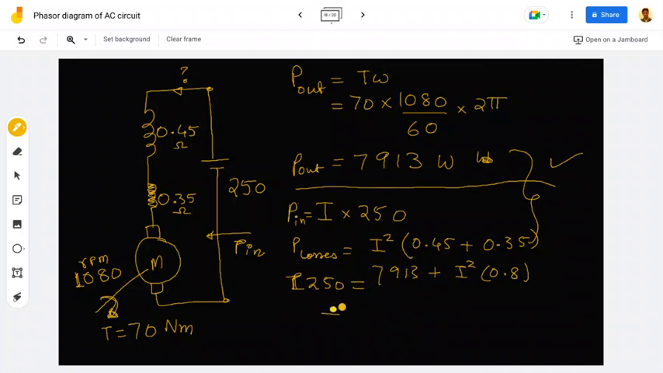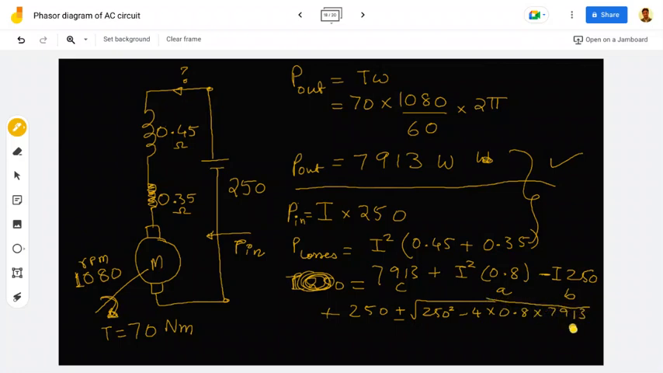So let's make this 0. So it will become minus I into 250. Okay. So this is A, this is B, and this is C. So minus B is already minus here, so it will become plus 250 plus or minus square root of 250 square minus 4 into 0.8 into 7913, divided by 2 into 0.8.